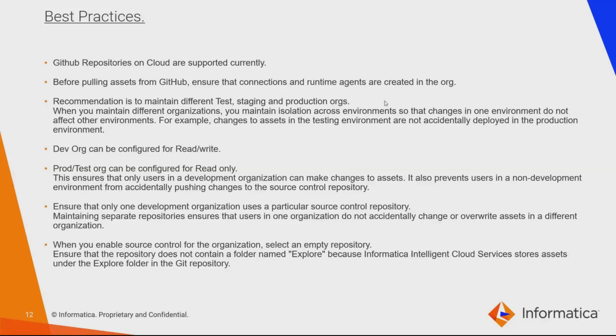That's a recommendation: ensure that one dev org uses a particular source control repository. This is similar to what we discussed here. Maintain different repositories for your different environments, and not one repository for all your environments. When you enable source control for the organization, select an empty repository, basically a new instance of GitHub. Ensure that the repository does not contain a folder named Explore, because IICS stores assets under the Explore folder in the Git repository. So we do not recommend having a folder by the name Explore.